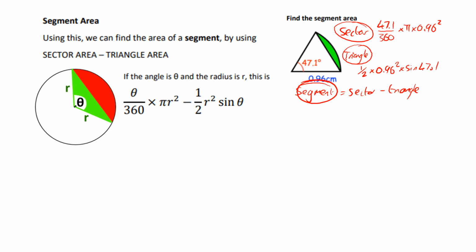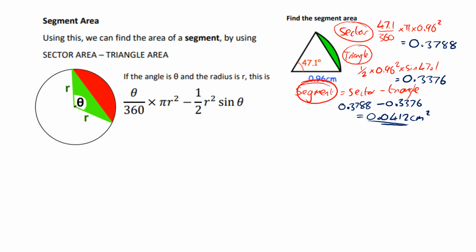So let's plug those numbers into a calculator and see what they give us. So for the sector we should get 0.3788 and the triangle 0.3376, and then to find the segment we're going to do a subtraction of those two things. So we're going to take our sector, subtract our triangle, and we're going to get the area of that segment is 0.0412 centimeters squared. Very, very small, but it is a small circle and it's a small part of a small circle. And we can't help how we're made.